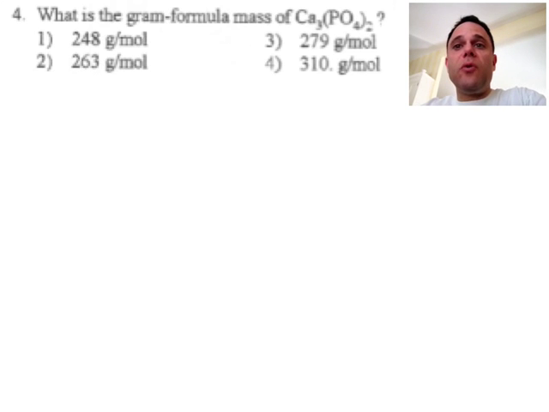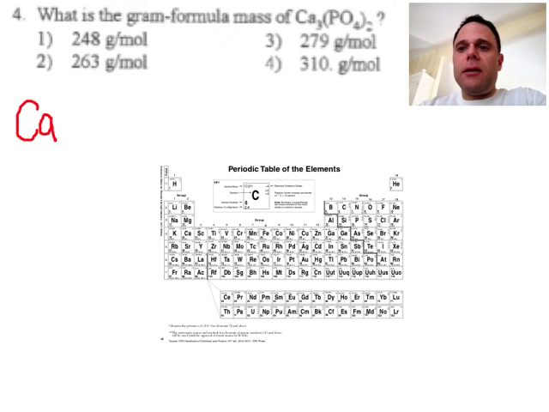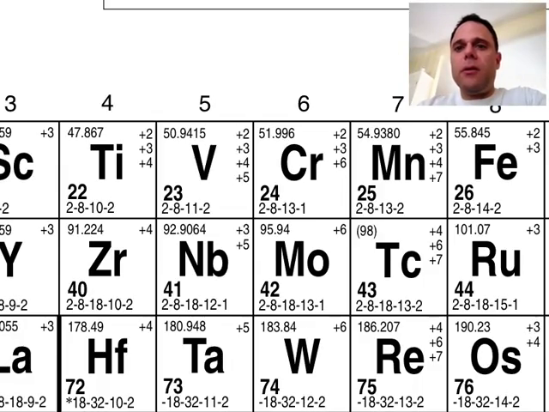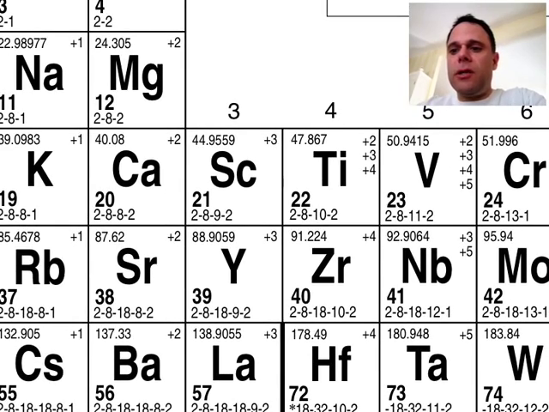Now we're on to question 4. Now this one is a little bit more straightforward. It reads, what is the gram formula mass of Ca3(PO4)2? Now this one might be a little bit easier if we were to write them individually, because there are so many different atoms represented here. Here we have calcium. Now calcium's mass is, let me show it to you here. There she is, right here.